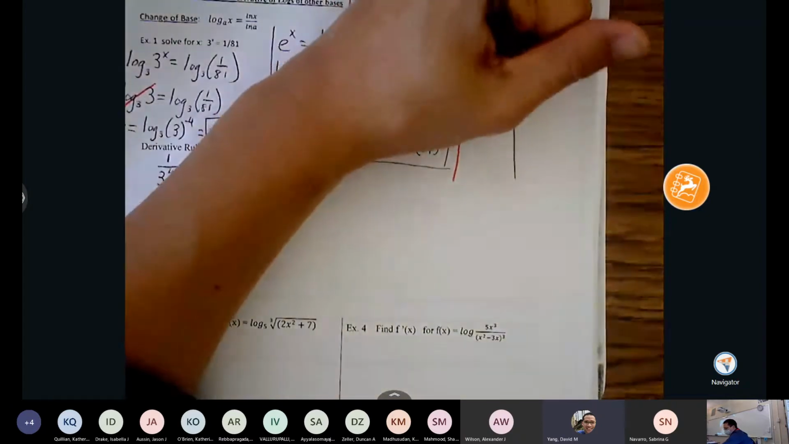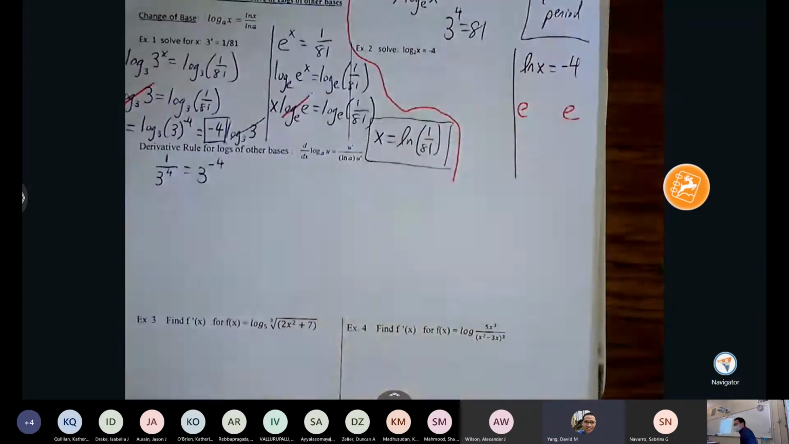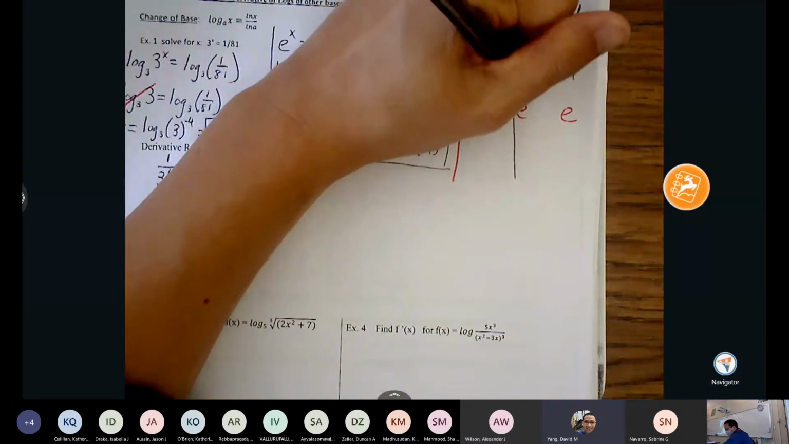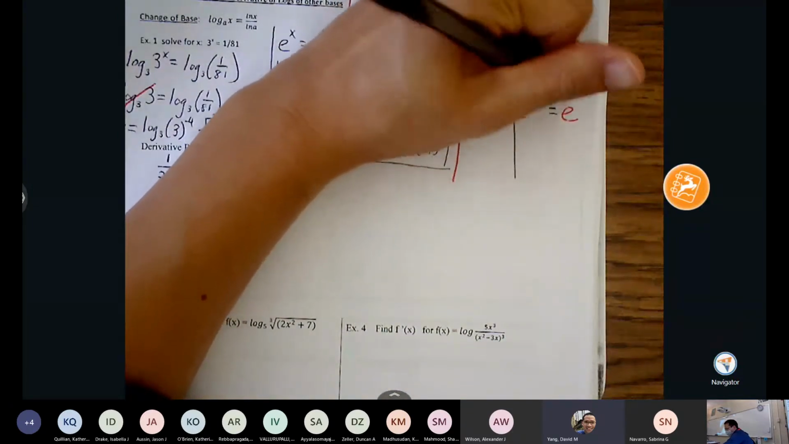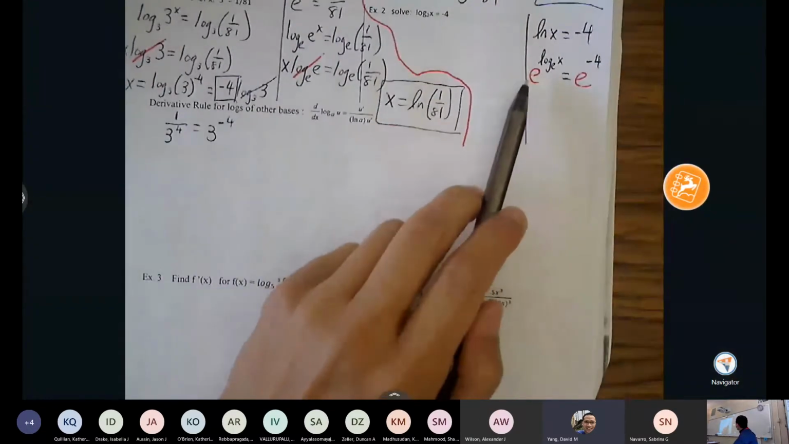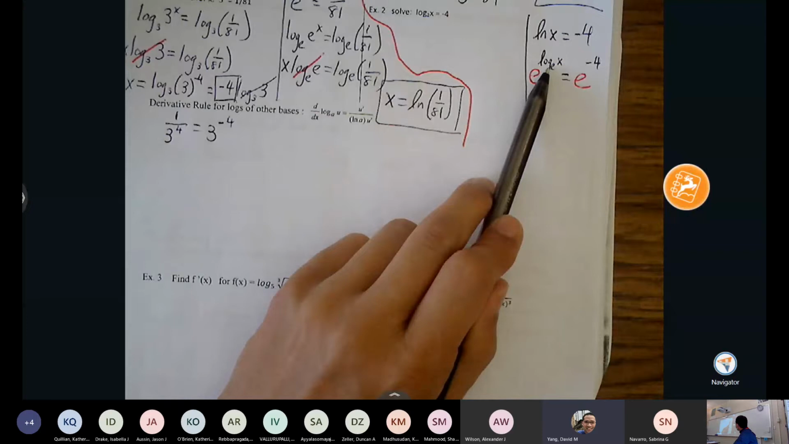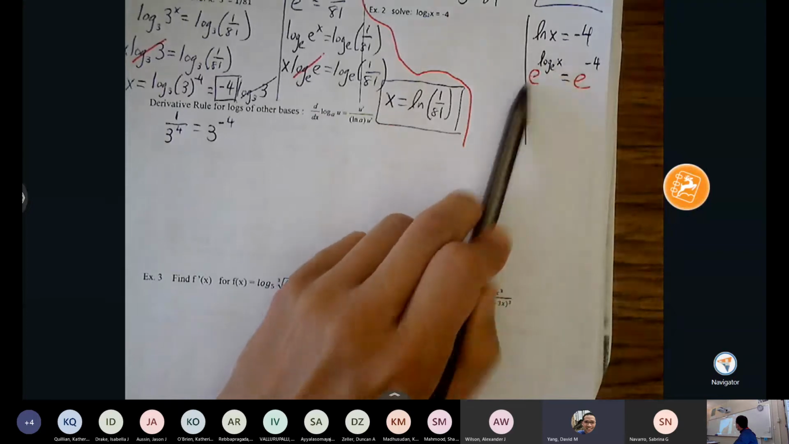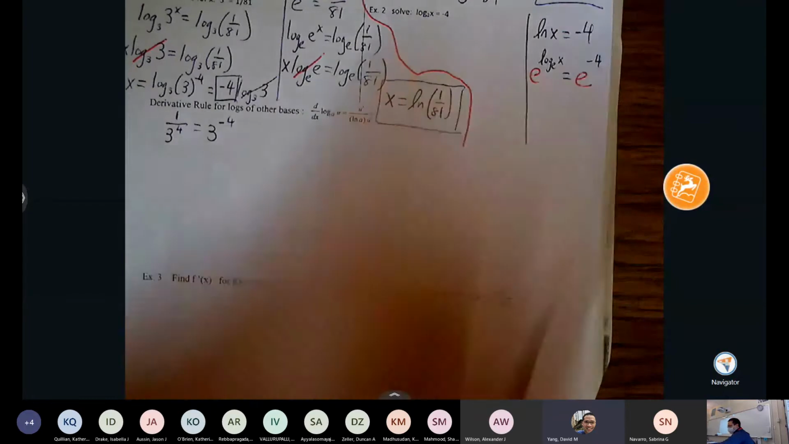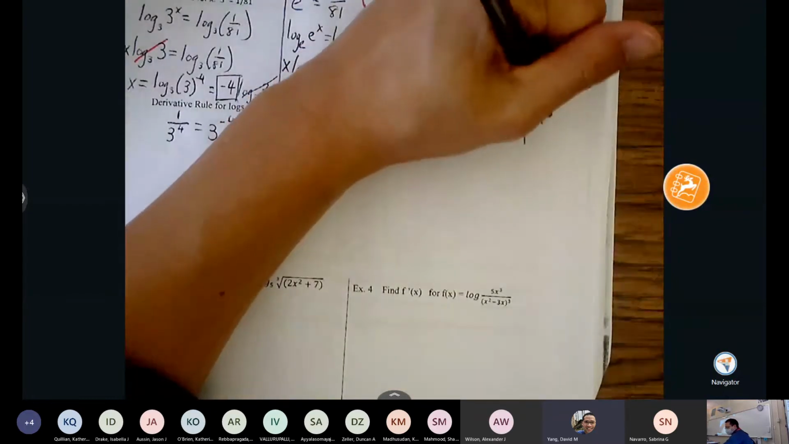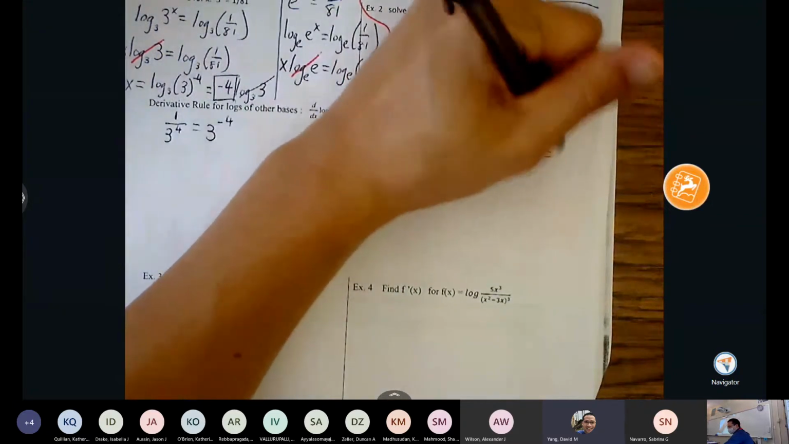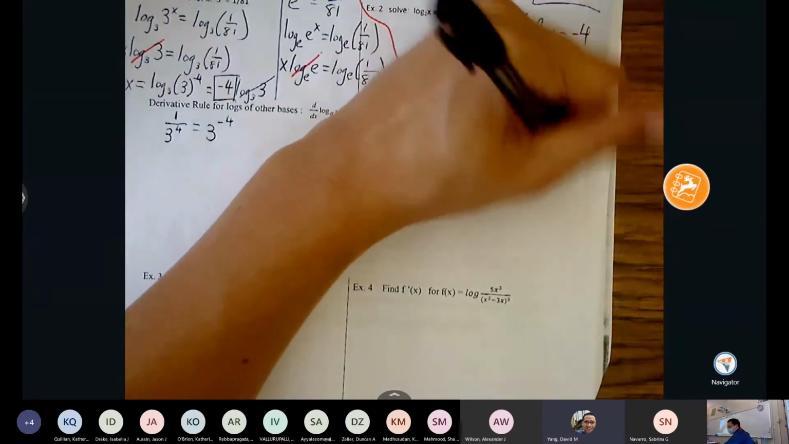Yeah, let e be the base, right? Now, natural log is the same thing as log base e. I just want to show this: log base e of x equals e to the negative 4. And the reason why e to the natural log goes away nicely is because my bases match, right? This is log base e. This is also e. They're going to go away nicely. And I'm just left with x equals e to the negative 4. And I can clean that up to just make it 1 over e to the 4th. Okay, so we know how to do this, right?